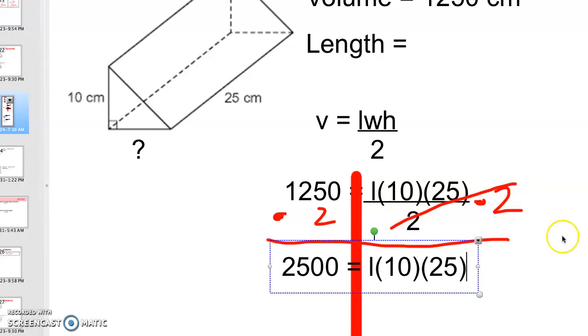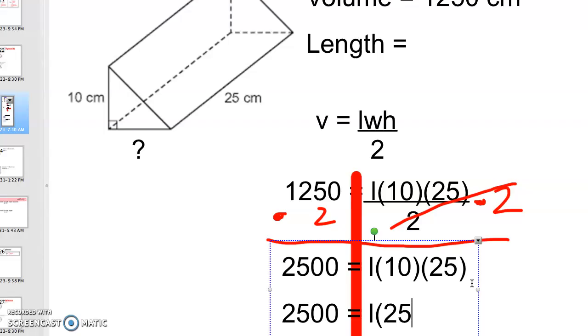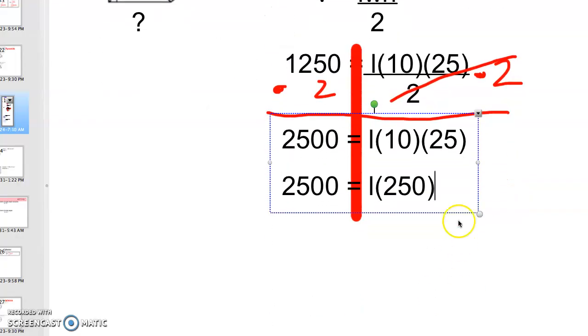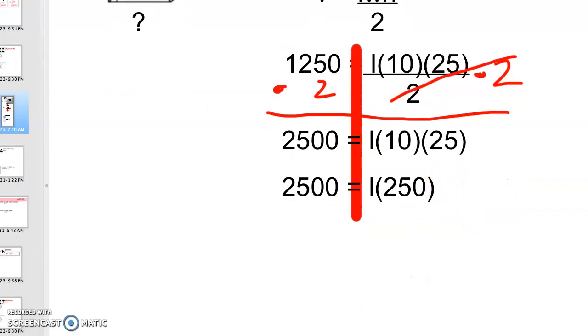All right. Next, we have to simplify this and get rid of it. So 2,500, 10 times 25 is 250. So I'm left with L times 250. Okay. Now this L is being multiplied by 250. So to get rid of that, we have to do the inverse operation, which is division. So we are going to divide both sides by 250 to isolate our variable.